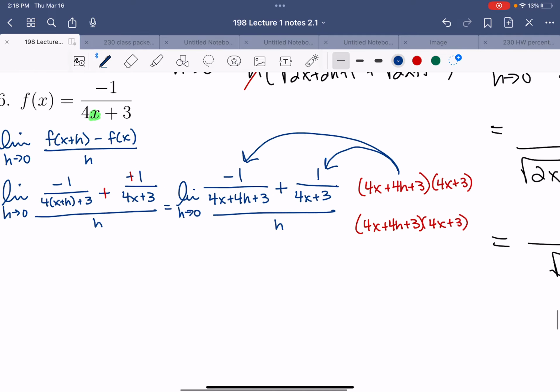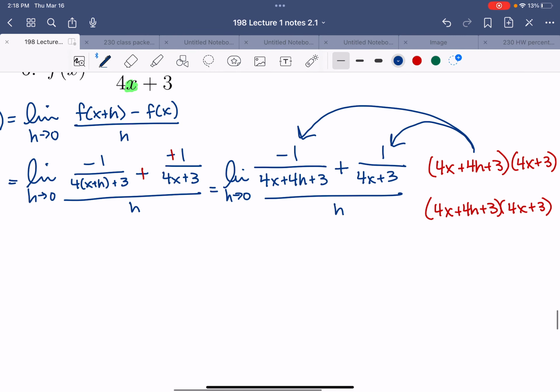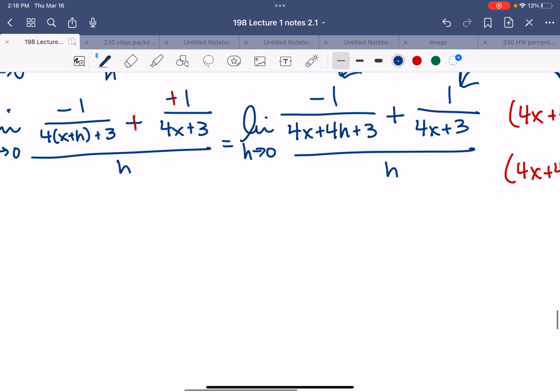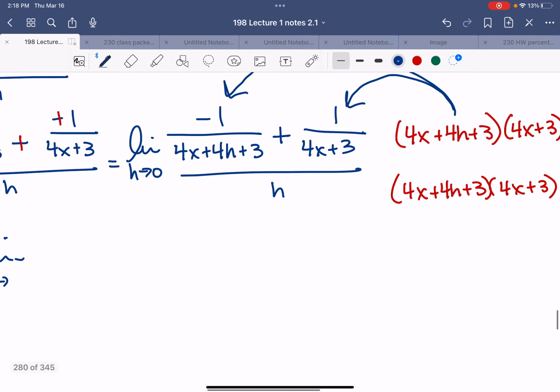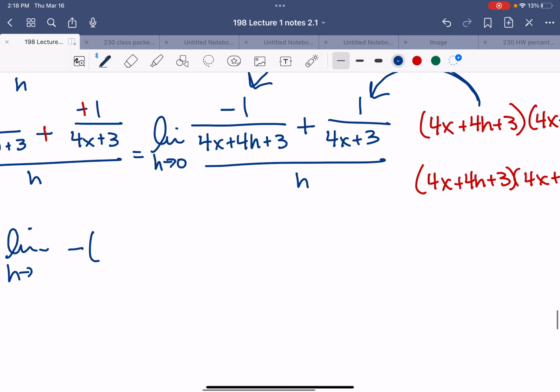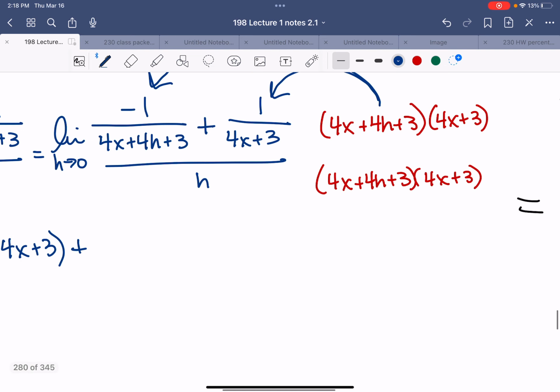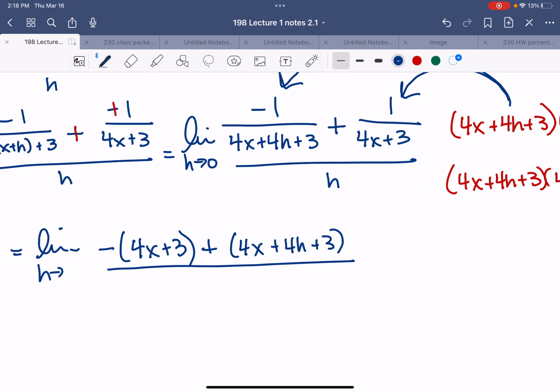So we end up with the following. Let's see if I can get it on the screen here. Okay, so this is going to give me the limit as h goes to 0 of, when we multiply that out, we stick with the negative out front, and I'm going to be left with the 4x plus 3 part. Plus, in the second one, the 4x plus 3 cancels, and we're left with the 4x plus 4h plus 3. And on the bottom, we're going to leave all three of those pieces multiplied out just like that. No reason to distribute. No need to work harder. Let's just leave it.